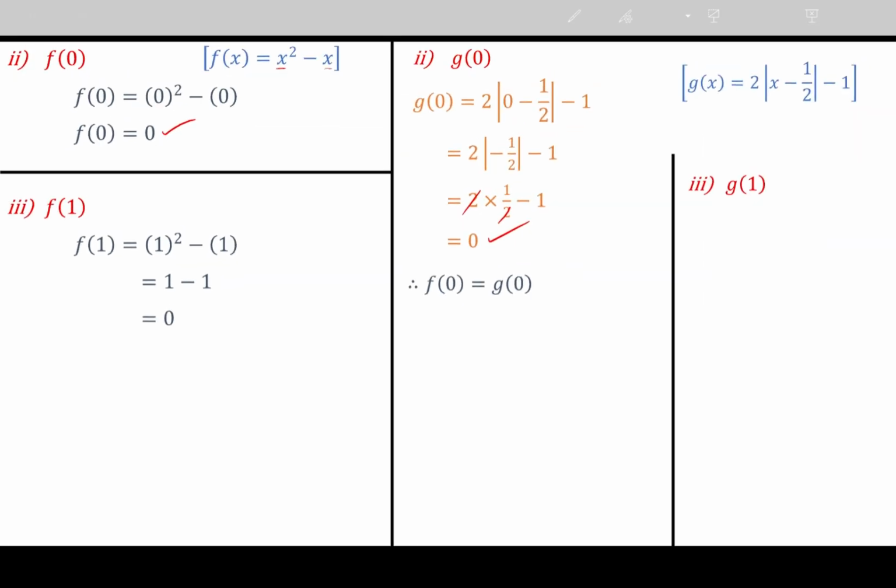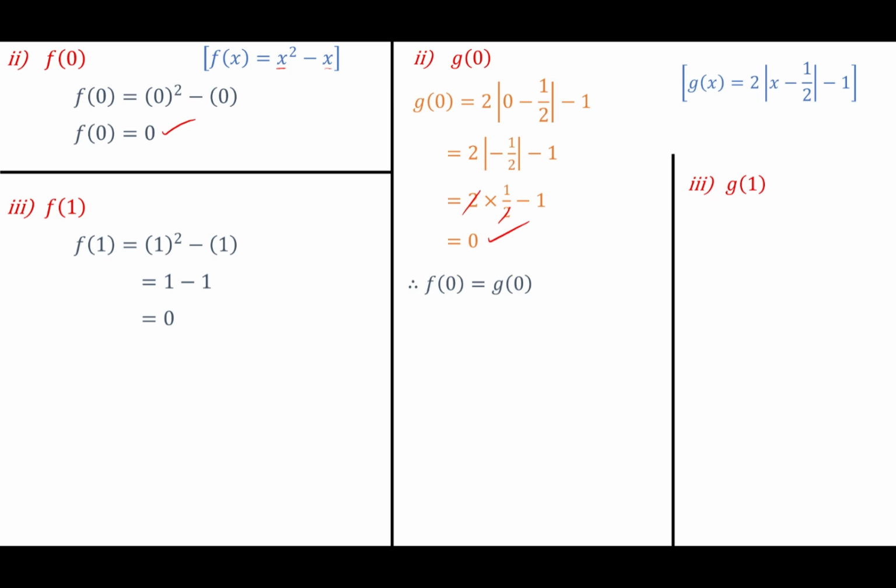The second part, I will go for g of 1. In place of x, I will write 1. So 1 minus half is half, positive half. Mod of positive half is positive half only. It will be 2 times 1 over 2, and numerator 2 and denominator 2 I can cross out, which means 1 minus 1, again it is 0. G of 1 is 0 and f of 1 is also 0, which means f of 1 is equal to g of 1.